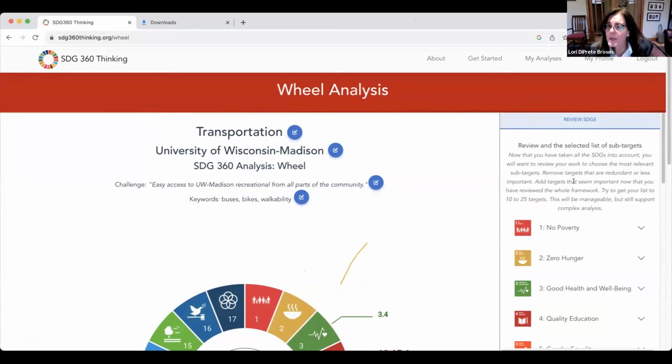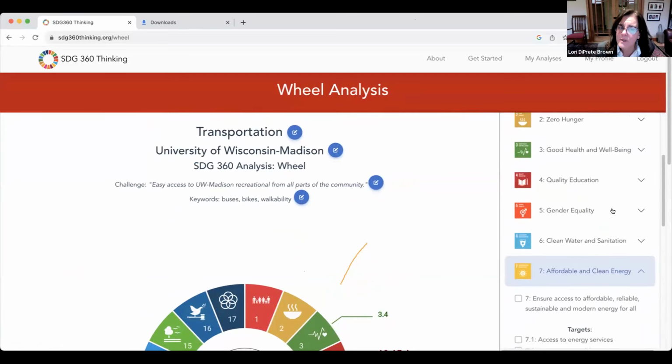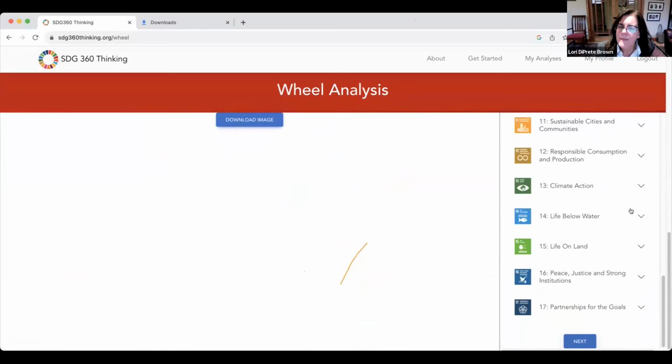Remember that urban health one, how many it had? So according to this approach, we would be encouraging them to get that list to 10 to 25 targets, to be manageable, but still support complexity, right? And then I would press download image.